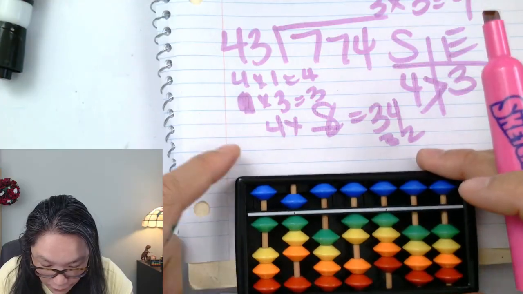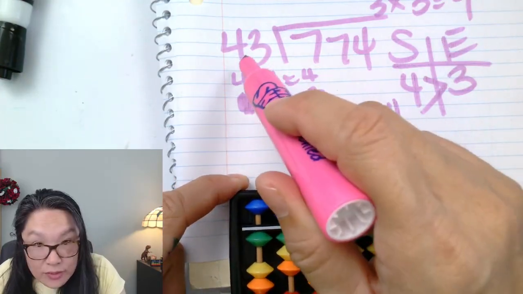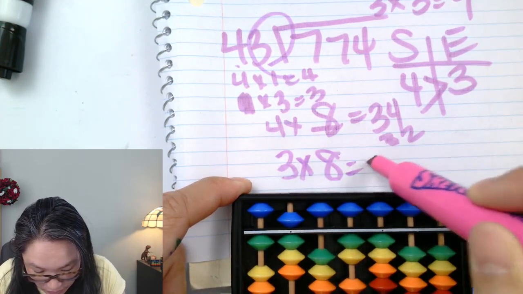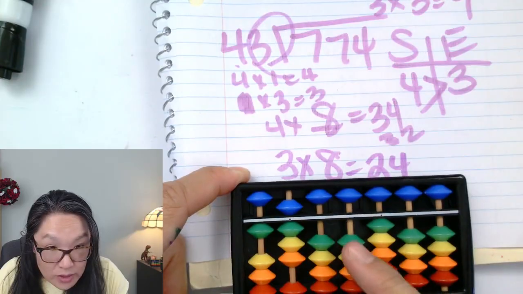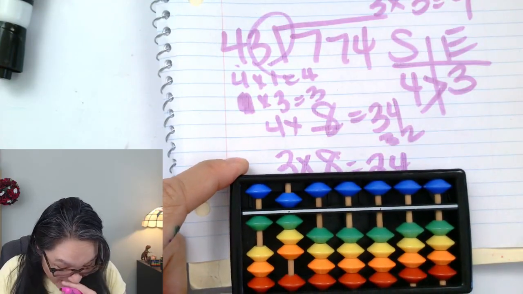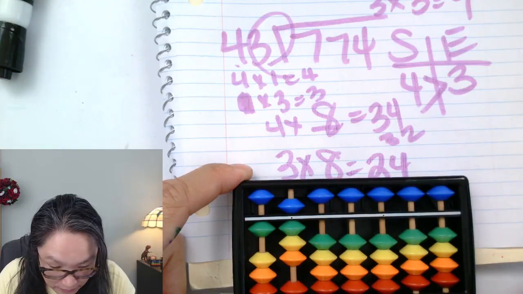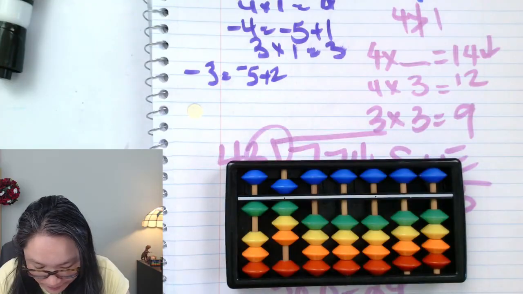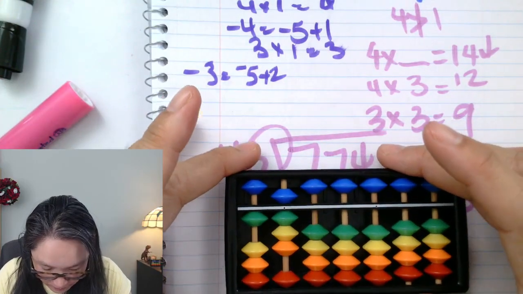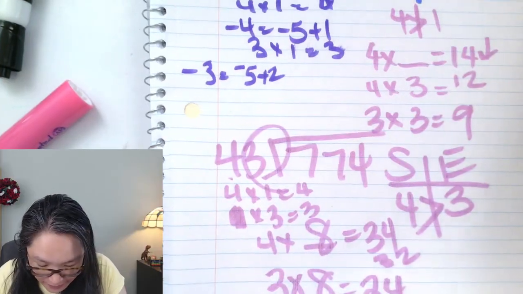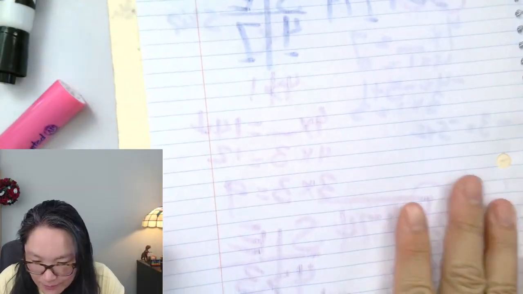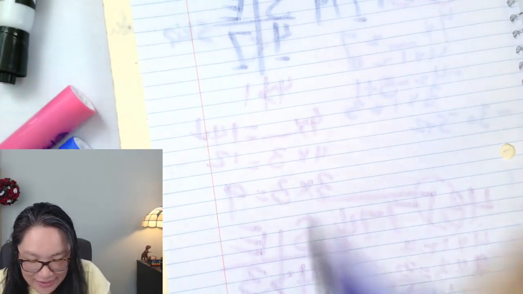Whatever I do to the first one, I got to do it to the second one. So 3 times 8 is equal to 24. So I had to take away 20 and I take away 4. So my final answer is 18. Yeah, that's what it was. Sorry, let me do it again. That was my bad. I think it's because I was moving it around too much.